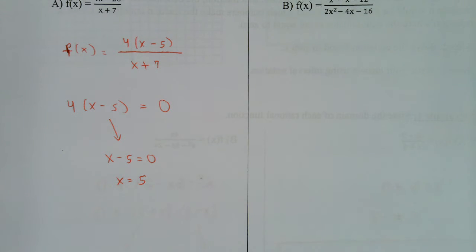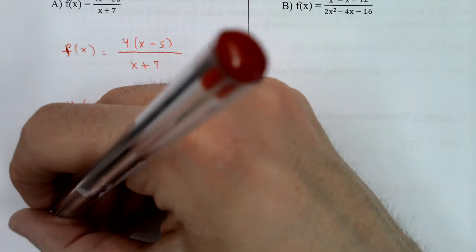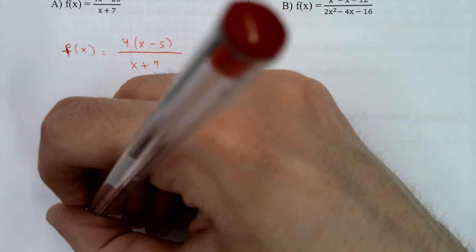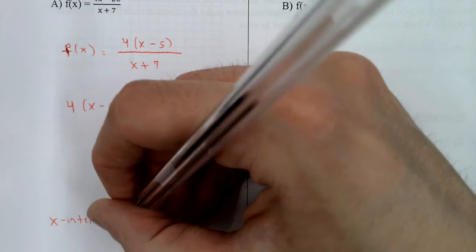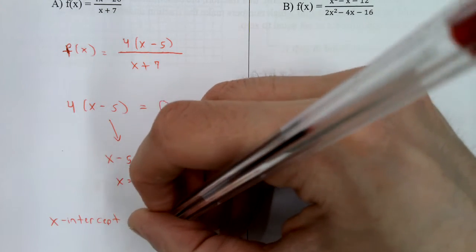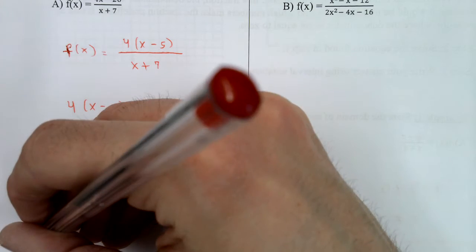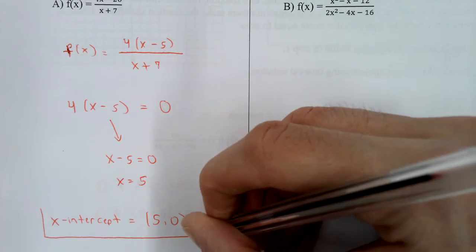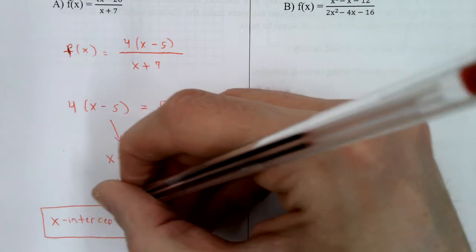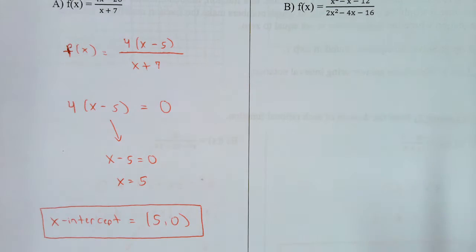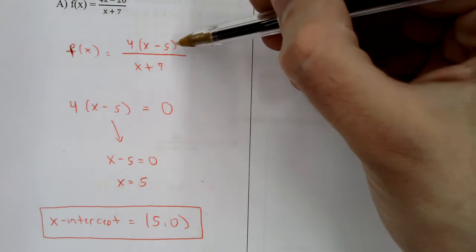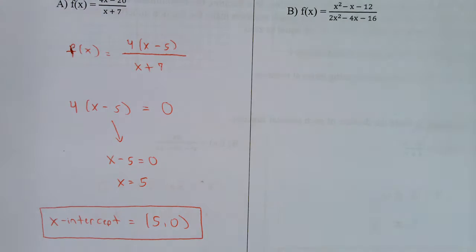So we're going to write it in the proper way, parenthesis x comma y. The x-intercept equals 5 comma 0. And again, the reason why we set the numerator equal to 0 is because if the numerator is 0, then the fraction is 0 over any number, which means it's 0. So it means that f of x or y is 0.